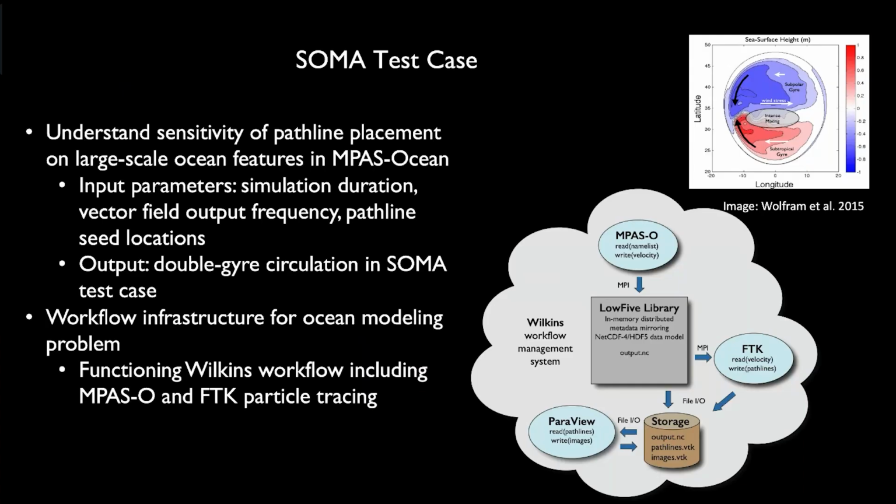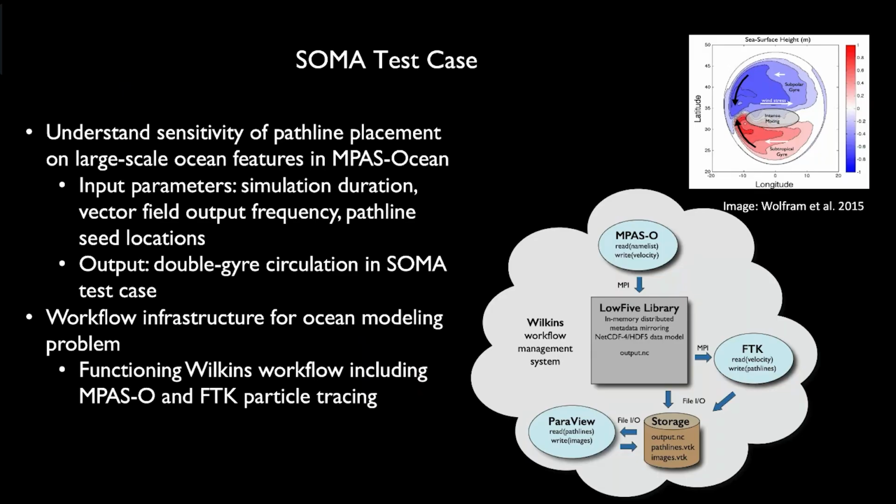It is coupled through Low5, communicating by MPI between MPAS-O and FTK. Optionally, we can also write checkpoints to storage from MPAS-O through file IO. The path lines that are traced by FTK are written out to storage and then subsequently read offline into ParaView and visualized. And we'll show you some examples of that in the next couple of slides.